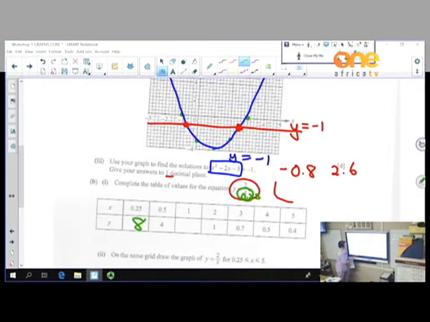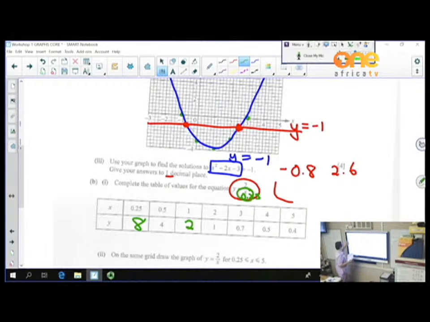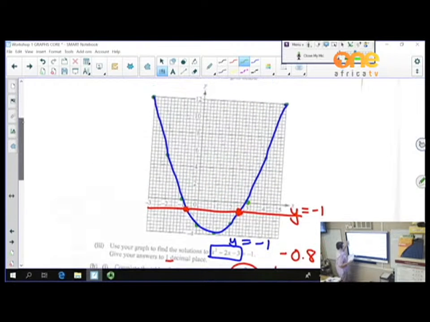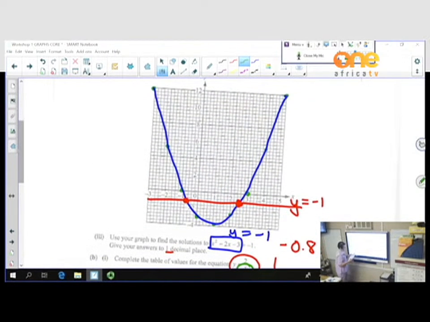8. Yes, 8. This one is easy. 2 divided by 1 is 2. And there's my table. So now I have to plot these points on the same axis. On the same axis, you have to plot those points there.